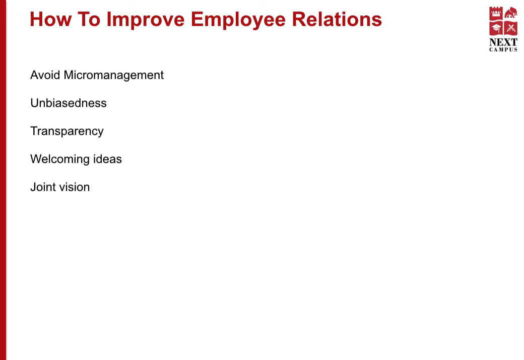Transparency. Again, this ties back to good communication, but employees need to clearly understand their job roles and what's expected of them. Welcoming ideas. Making employees feel that they are part of the team and part of the decision making process will help improve employee relations. Asking employees to submit ideas, or at least making it known that their ideas are welcome, is important. And finally, joint vision. Employees need to feel that they are part of something bigger than themselves. And if employers want to fuel their passion, sharing the long term vision of the company is essential.